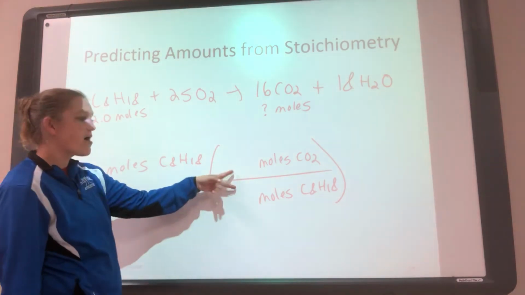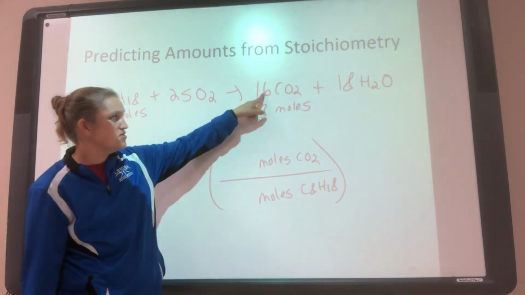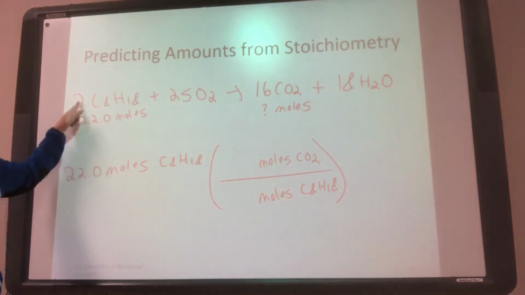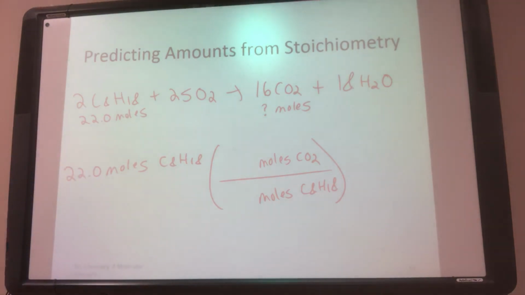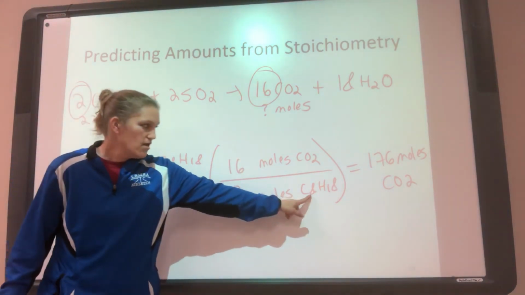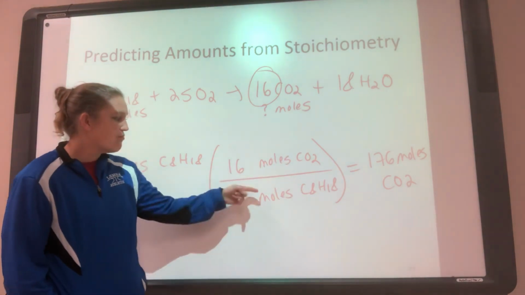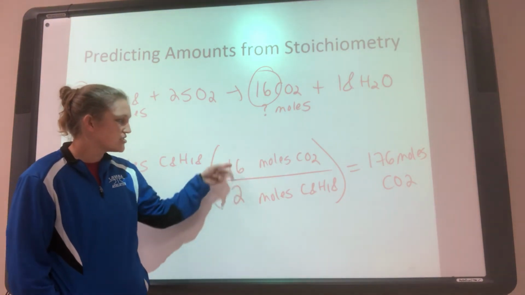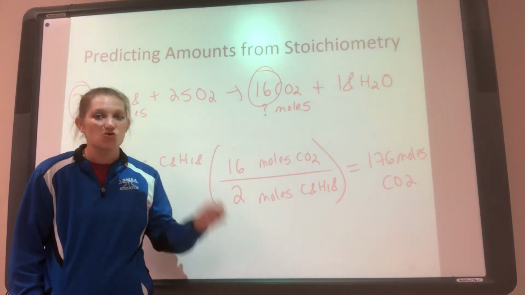The numbers that go in my parentheses are my coefficients. So how many CO2s? 16 CO2s and 2 octanes. They come from my coefficients. I do the math. 22 times 16 divided by 2 gives me 176 moles of CO2. Okay? So this is stoichiometry. This little parenthesis here is stoichiometry. How do I go from one thing to something completely different using a mole-to-mole relationship and those coefficients? These numbers are my coefficients for my balanced equation.